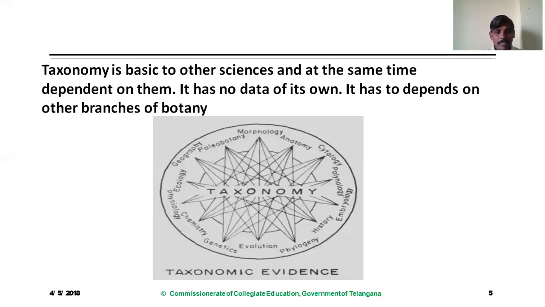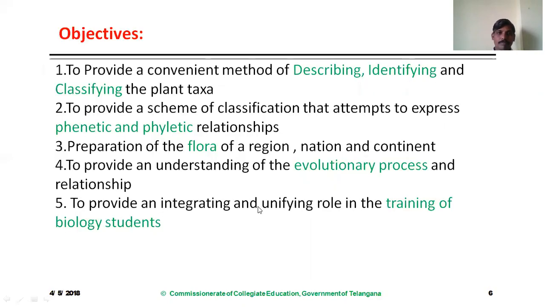See this figure: how taxonomy is interrelated with other branches of botany. Taxonomy collects information from various branches. That's why it has no data of its own, but collects data from different branches of botany. This circular diagram shows how the taxonomy branch is interrelated with other branches of botany.